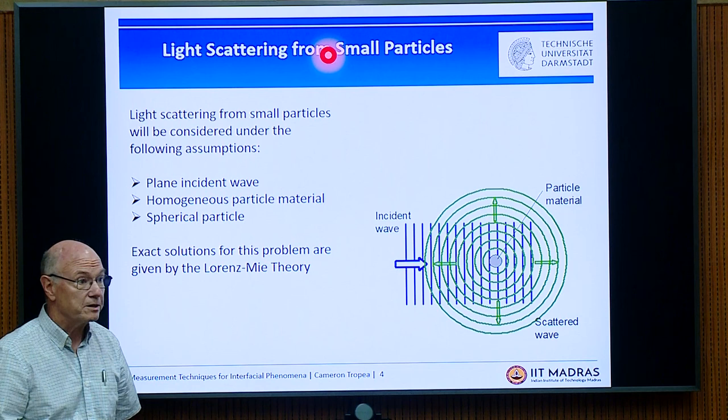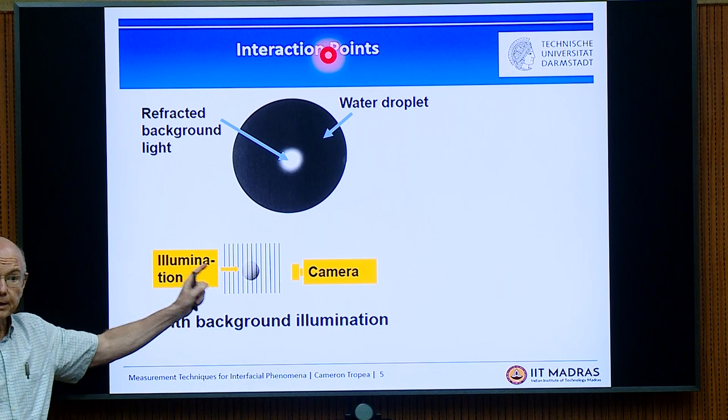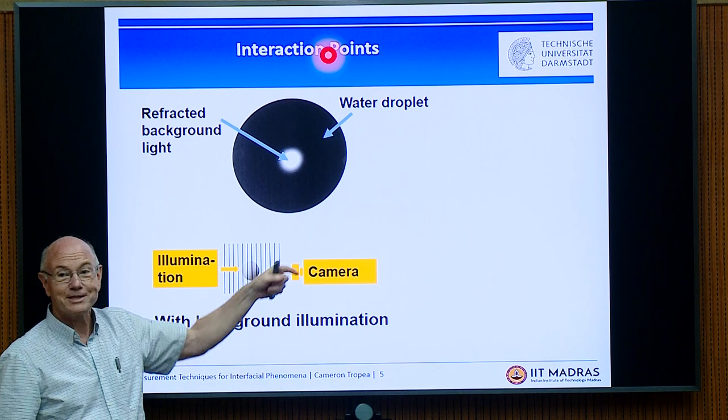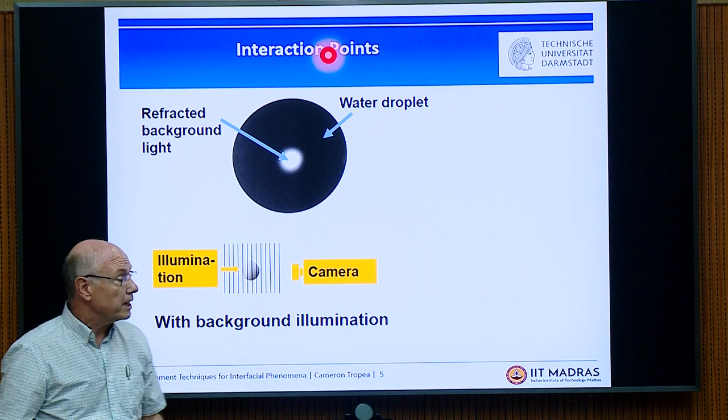But what you may not understand, and I think most people don't understand, is the following. If you have a particle and you illuminate from the back and you see the camera here, what do you see? Well, you see the shadow of the particle and probably some diffraction around the edges. And you also see a spot in the middle. Where does the spot come from, if it's a transparent particle? Well, let's take a look.